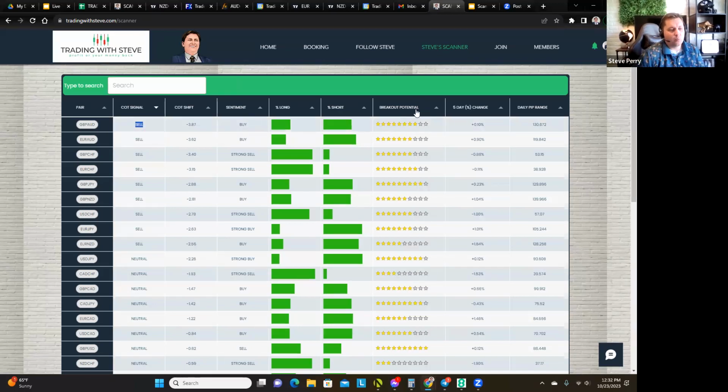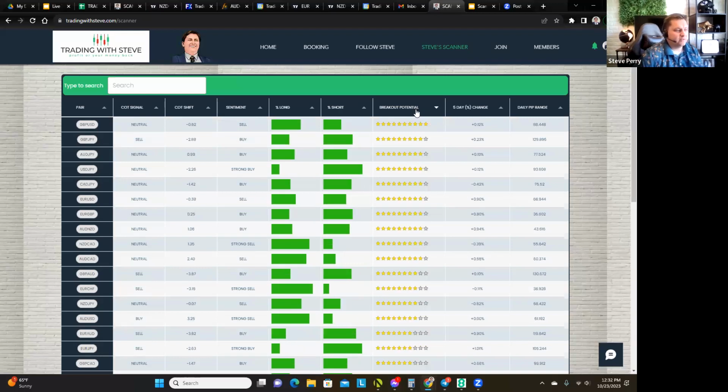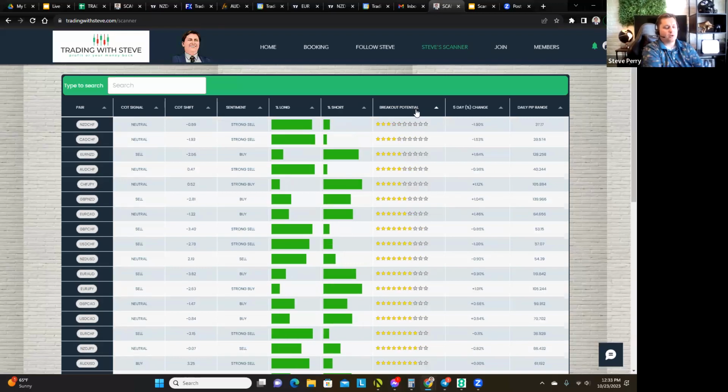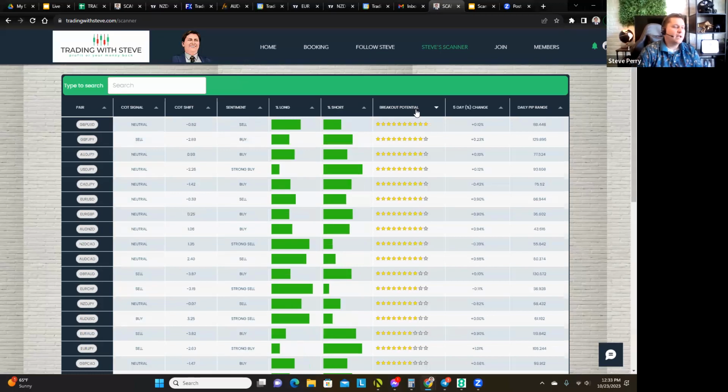Now, this is pretty cool, the breakout indicator. I'm pretty proud of this, and I've put a lot of work into it. Let's move our attention over here. I actually made a quick update to it yesterday, so it's even more powerful than it was before. Basically, the breakout potential indicator is a 1 out of 10 star rating that says how likely the currency pair is going to break out.